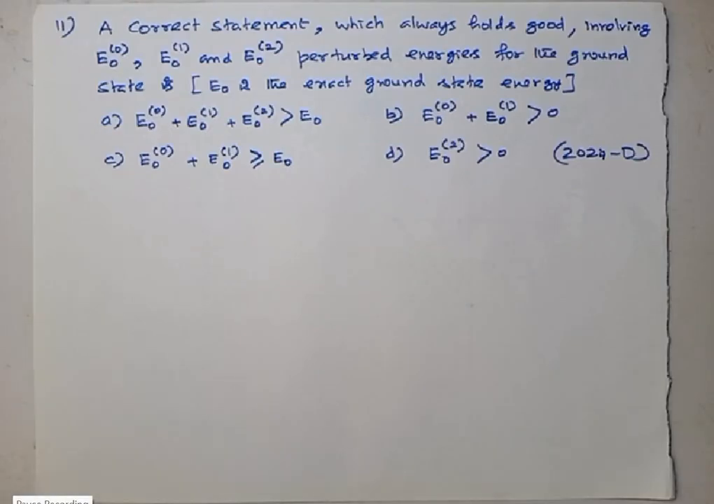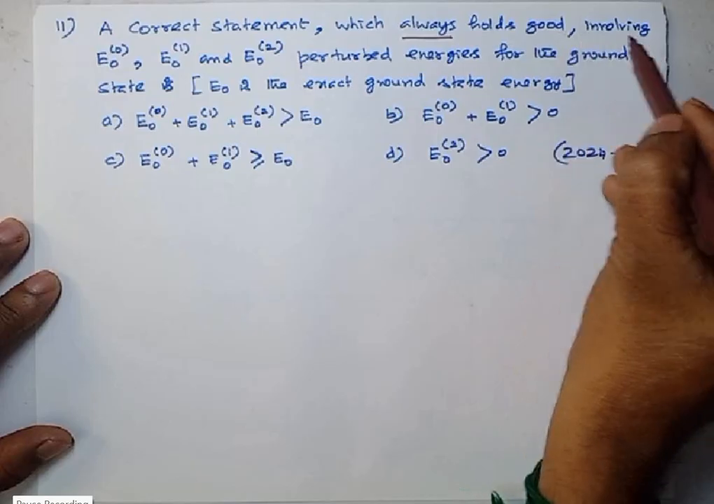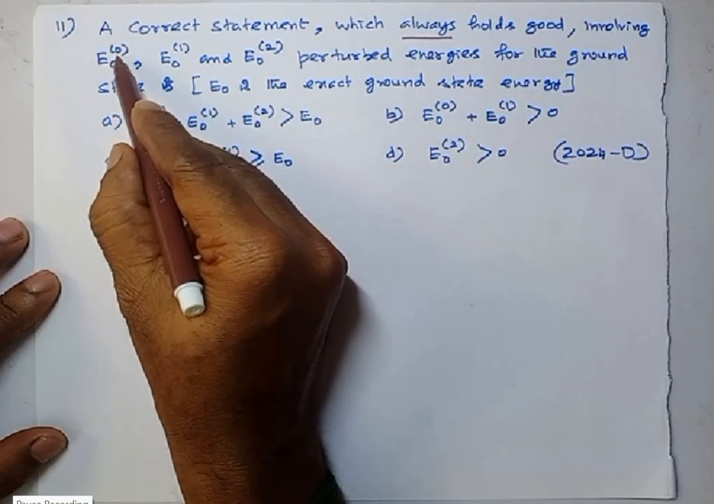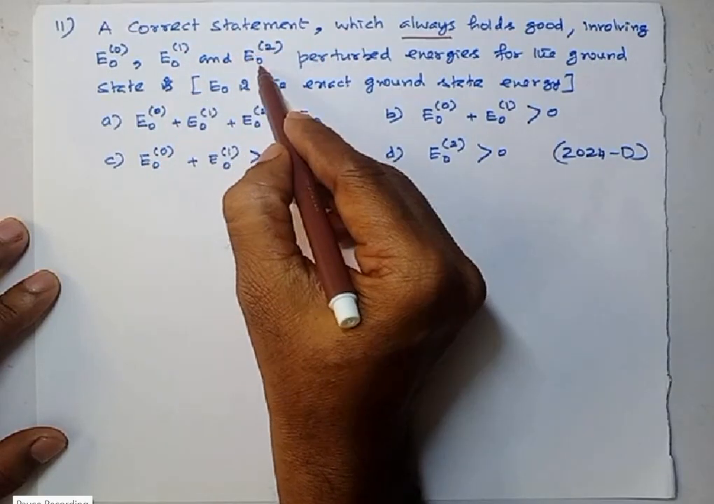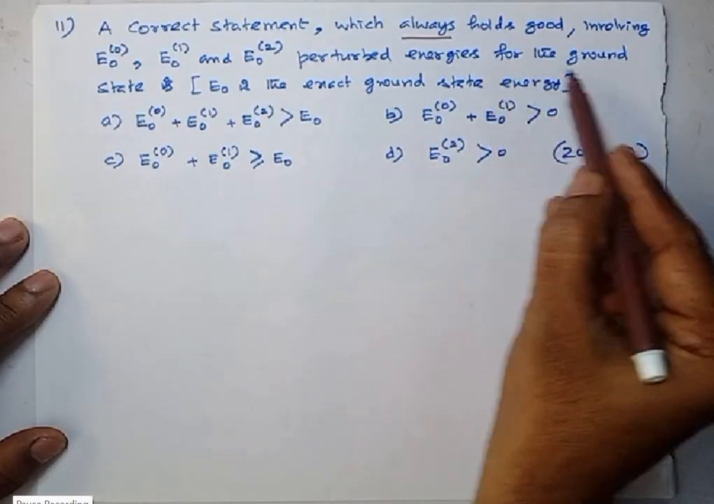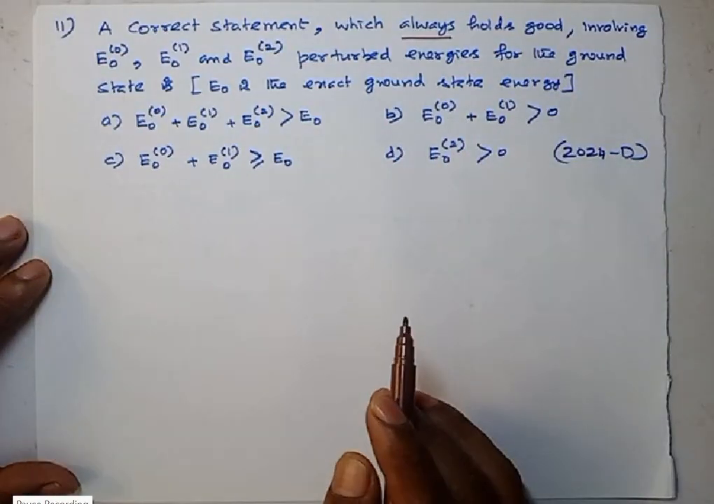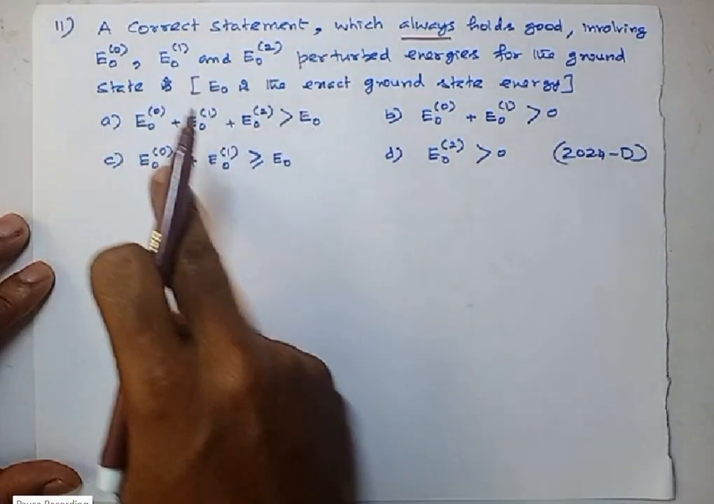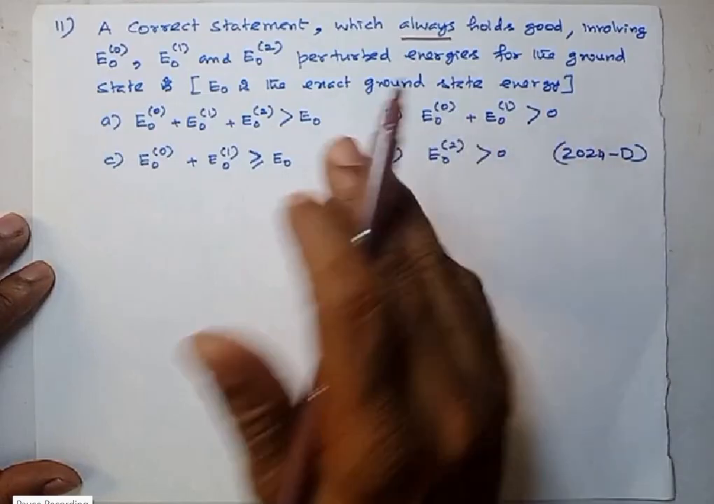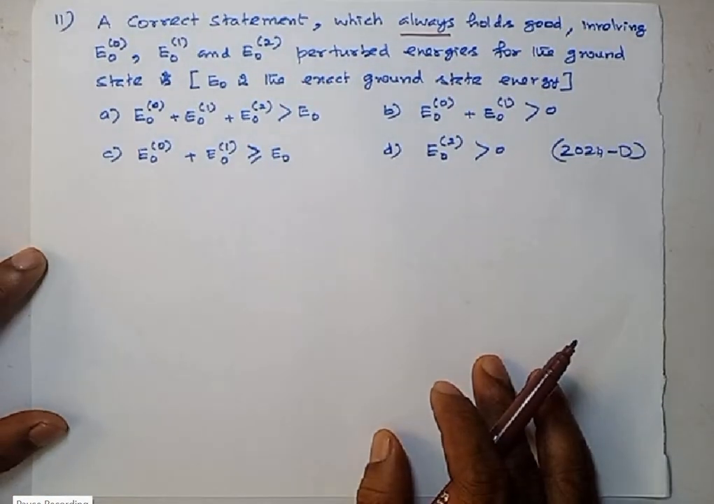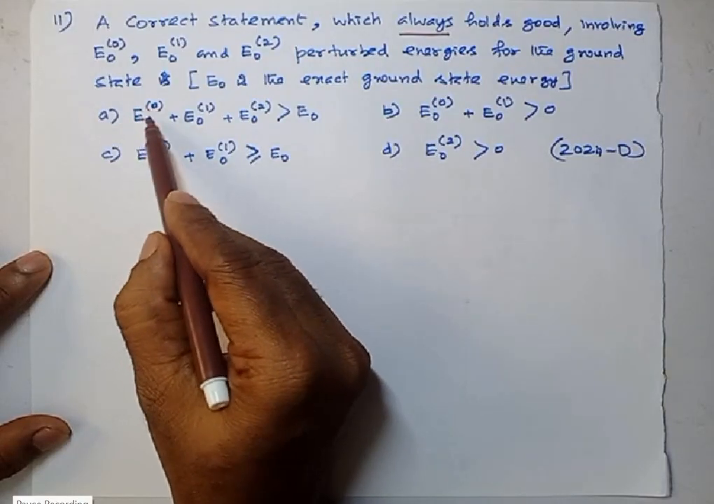Right. A correct statement which always holds good involving unperturbed energy for the ground state, first order correction to the ground state, second order correction to the ground state, perturbed energies for the ground state. E0 is the exact ground state energy given. Now we need to find out the correct statement which always holds good. Out of these four, we need to find the correct statement. Right, the first one, listen, this is the exact energy or the unperturbed energy.